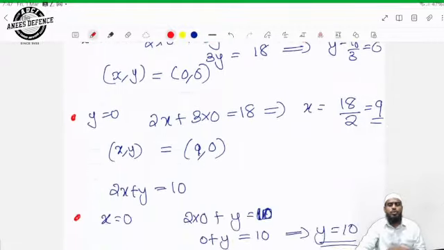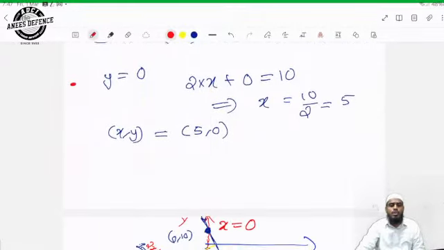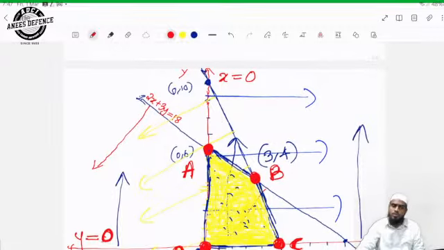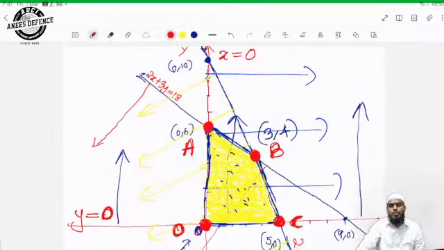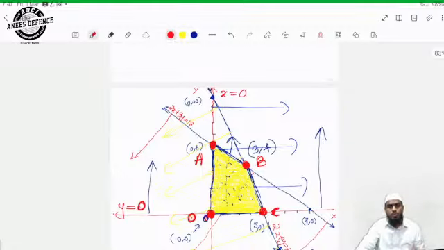You can take any point on the origin or non-origin side and substitute in the inequality equation. When it is satisfied, the corresponding area can be considered as the region of interest. So based on our calculation, we got both on the origin side. For 2x plus 3y equal to 18 also origin side, and 2x plus y equal to 10 also origin side. Then another two equations given are x equal to 0 and y equal to 0.